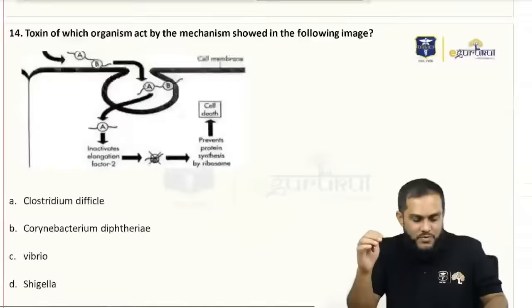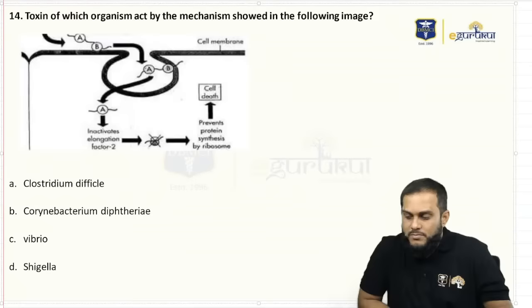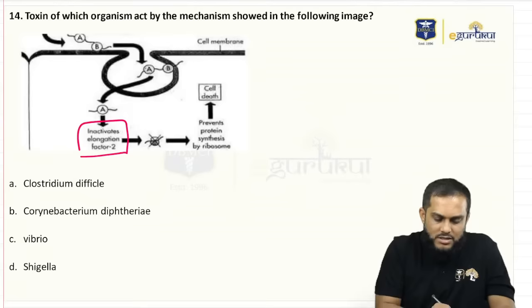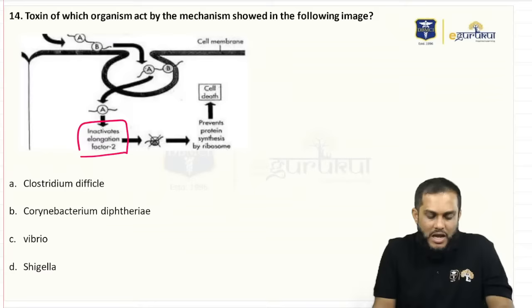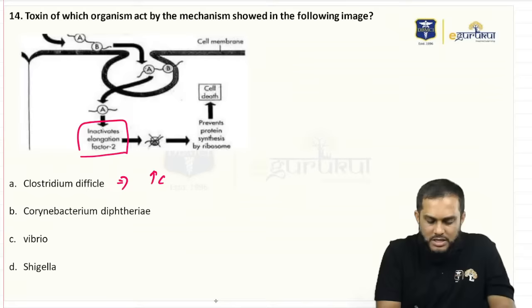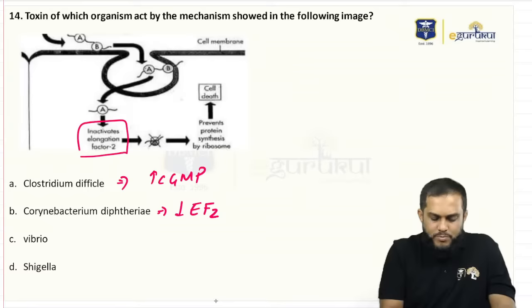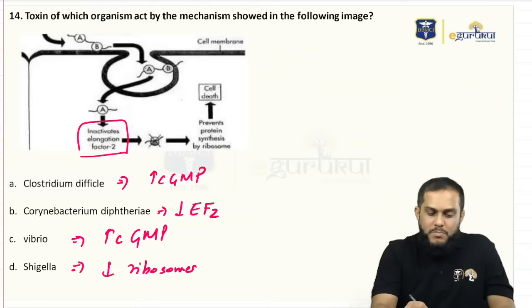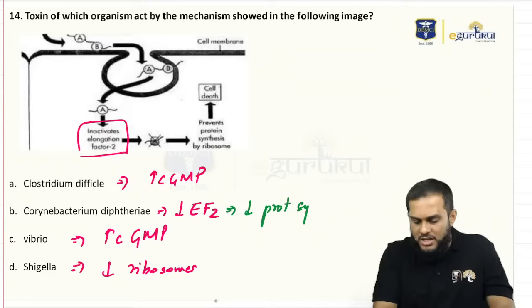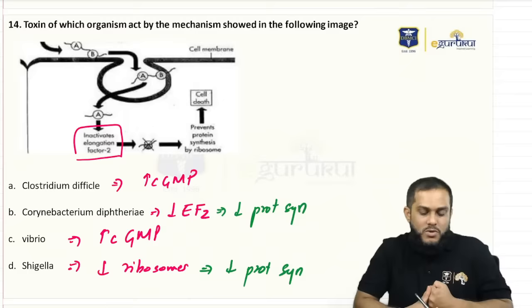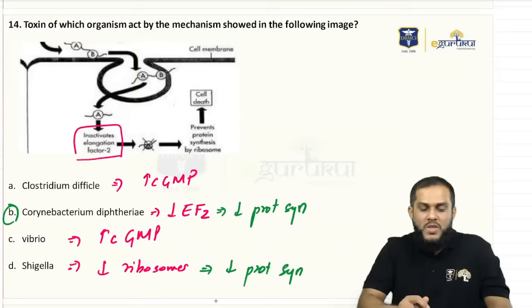Toxin of which organism acts by the mechanism shown in the following image? If you see the image, it mentions inactivation of elongation factor 2. Clostridium difficile toxin acts by increase in cyclic GMP. Corynebacterium diphtheriae acts by inhibiting EF2. Vibrio toxin acts by increase in cyclic GMP. Shigella toxin acts by inhibiting ribosomes. And remember, inhibiting EF2 leads to inhibition of protein synthesis. Inhibition of ribosomes also leads to inhibition of protein synthesis. So this is how these toxins act. Inhibition of elongation factor 2, the answer is Corynebacterium diphtheriae.